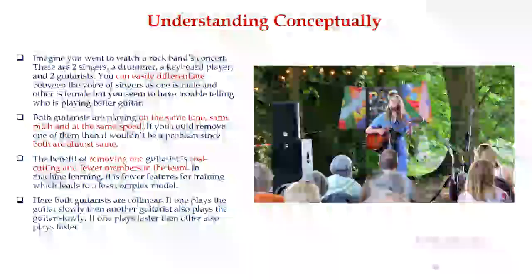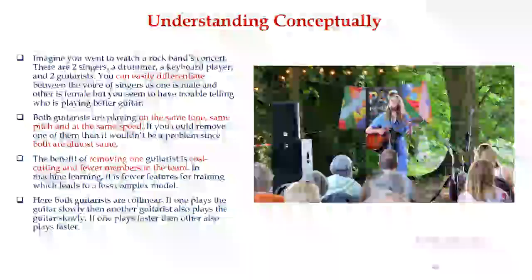Here both guitarists are collinear, because they are playing with the same pitch and same speed. If one plays the guitar slowly, the other guitarist also plays slowly. My aim here is to make you aware of what multicollinearity is. It's the same as the size of the room and the square feet of the room: two variables telling the same story. Here also, the two guitarists play at the same pitch and same speed.